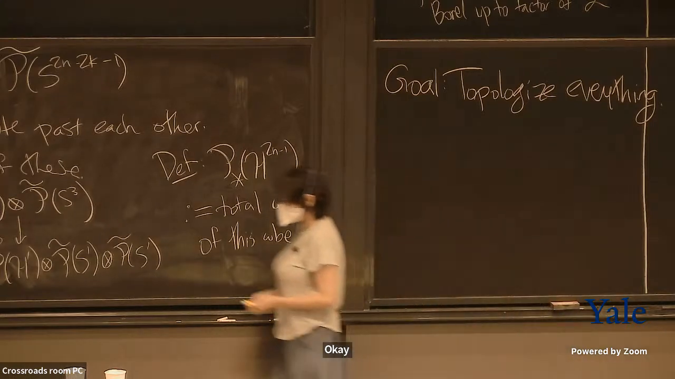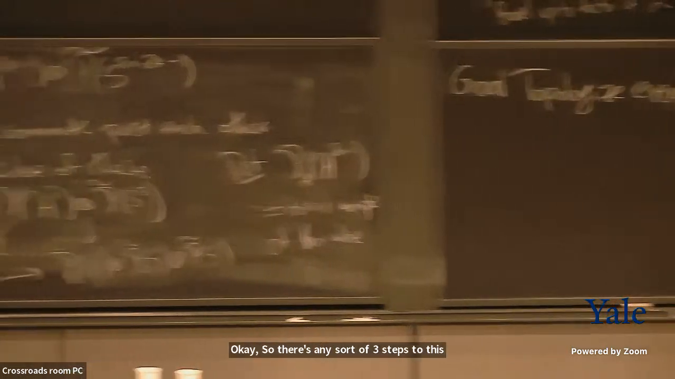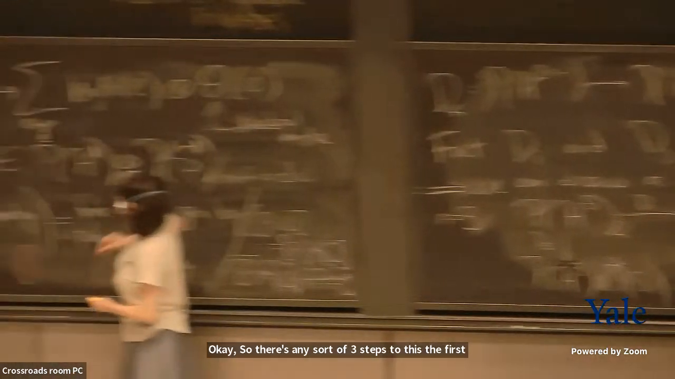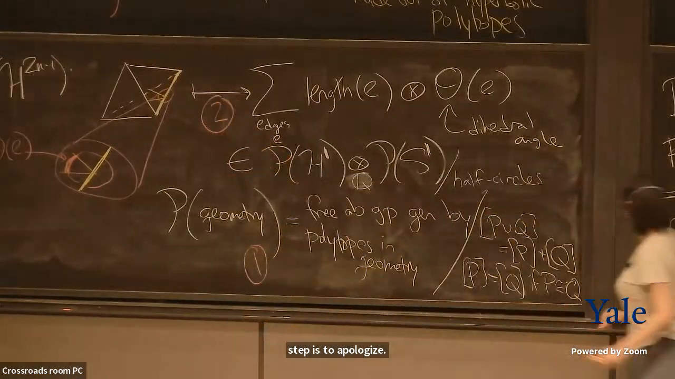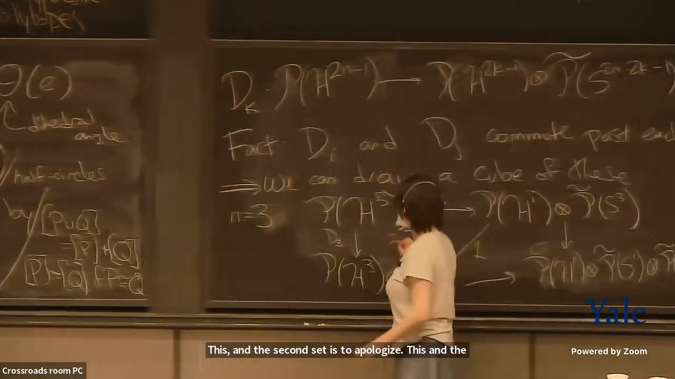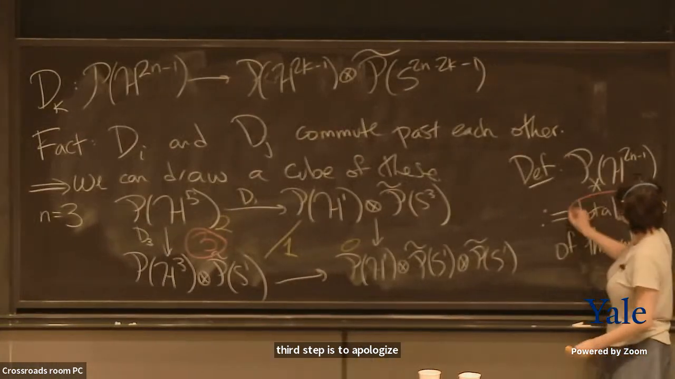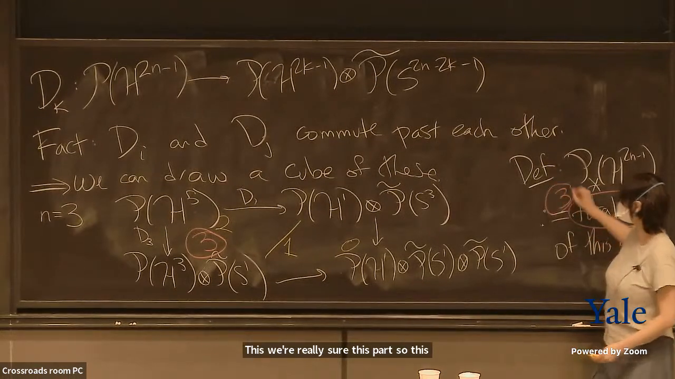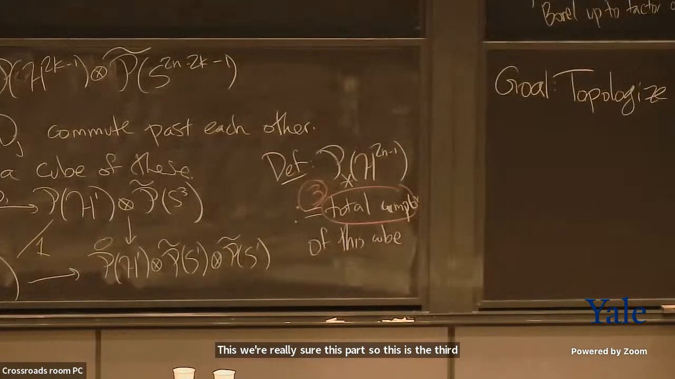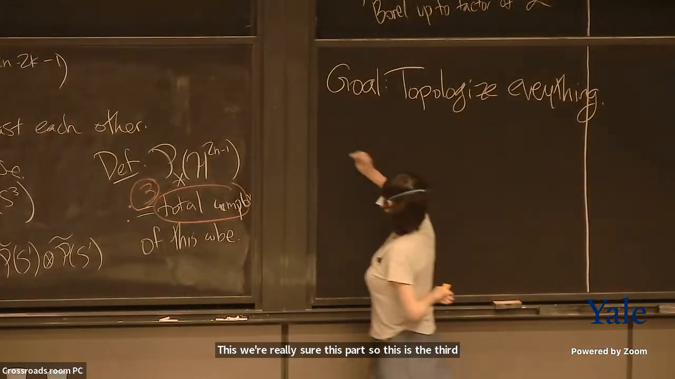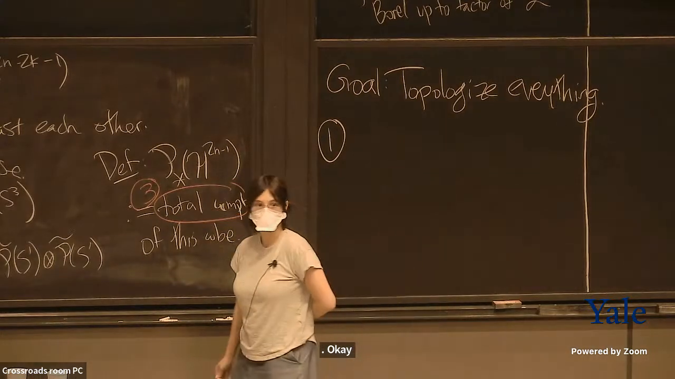So there's going to be three steps to this. The first step is to topologize this. And the second step is to topologize this. And the third step is to topologize this, or really this part, because this is the third part. And then hopefully be able to say something about the result. Okay, so let's do step one. How do you topologize that group?